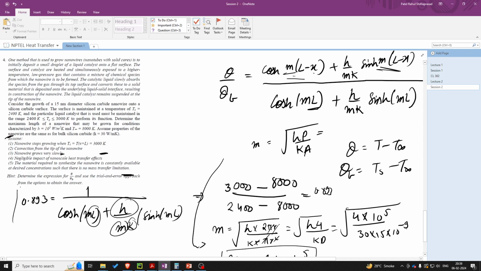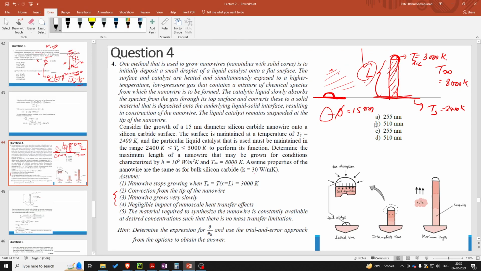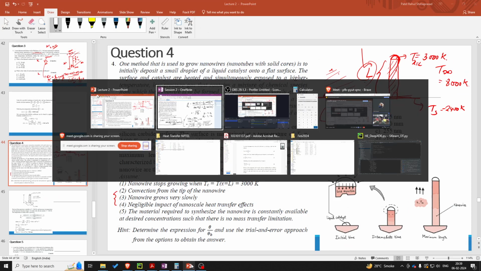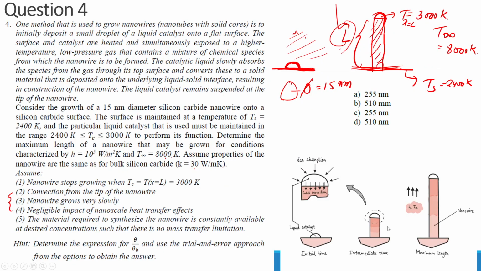So either you can use an iterative Newton-Raphson method, that is, assume a value of L and keep on iterating until it converges, or else you can straight away put the value of L from the given options and then just check which of the options matches. If you do that, just put the values and see which value is more accurate. The maximum length of the nanowire that you can grow will be around 510 nanometer.